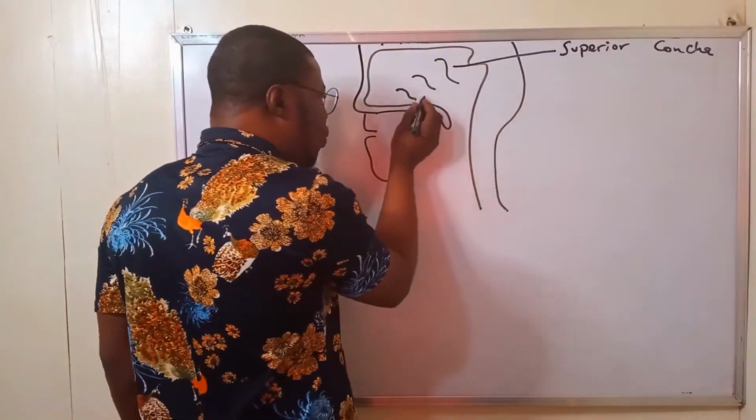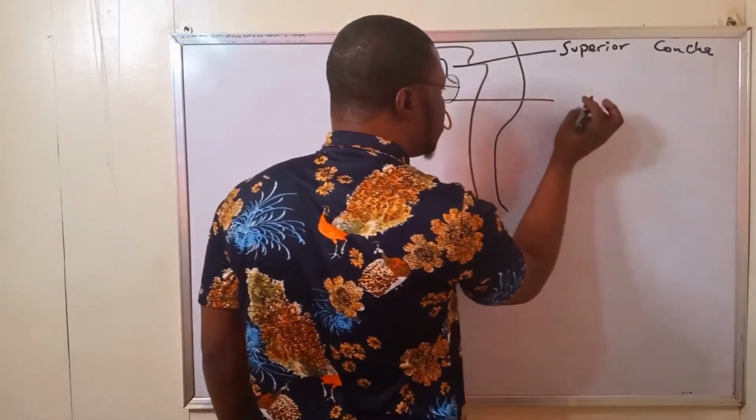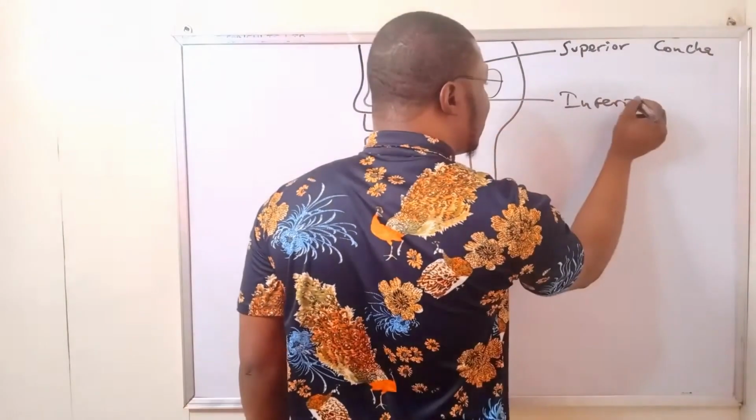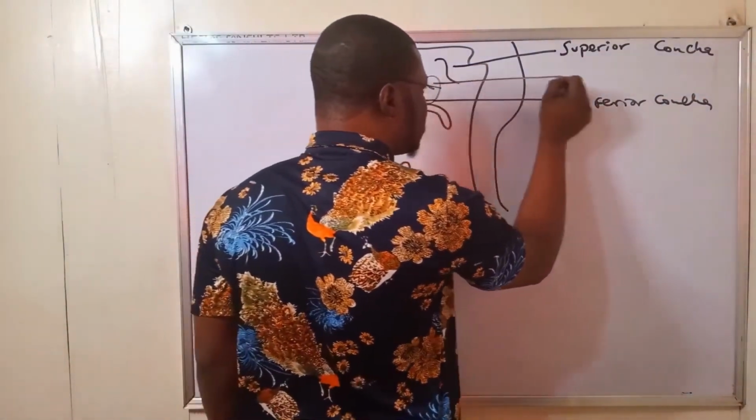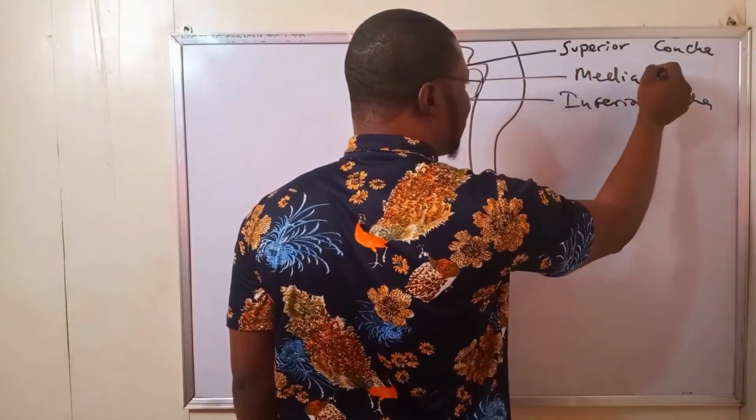And now, the lowest one right here, we call the what? It's going to be called the inferior conchi. And the middle one is here, and it's going to be called the medial conchi. As simple as that.